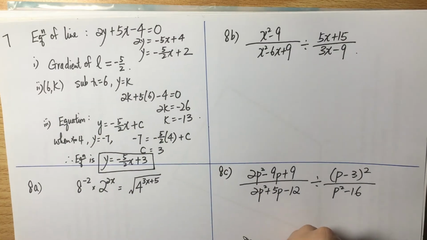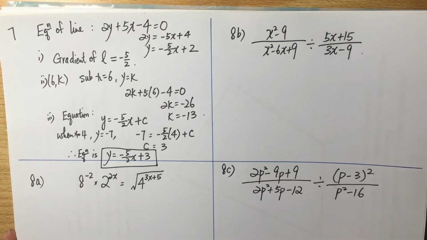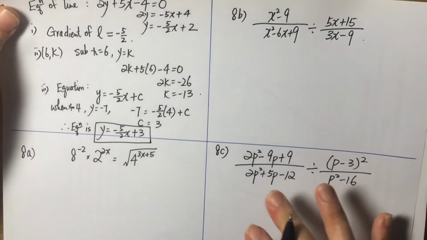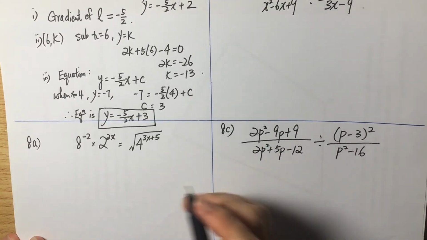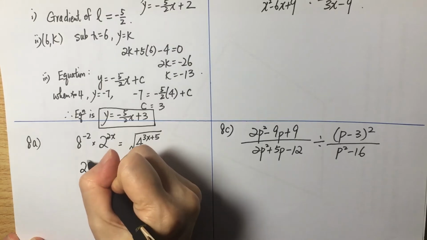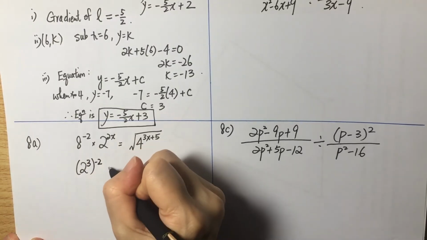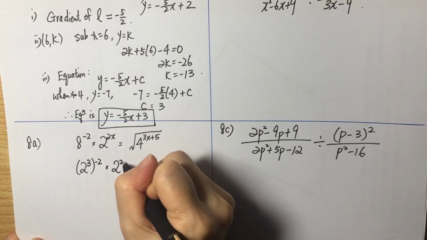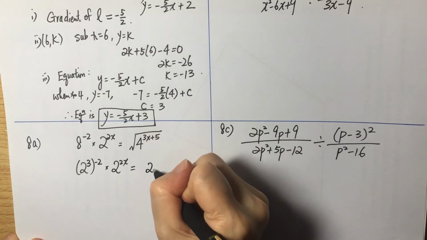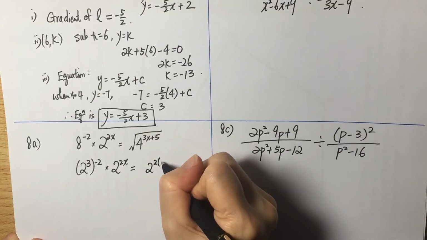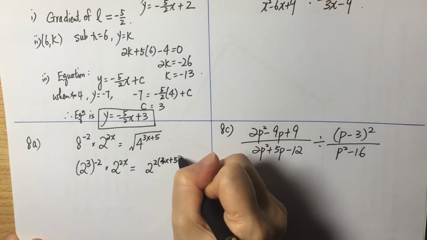Question 8. To solve an indices equation. Okay, how do we do this indices equation? This 8 is actually 2 to the power 3. So 2 to the power 3, to the power negative 2. And this is 2 to the power of 2x. Then equals to, this 4 is 2 squared. So 2 squared raised to the power of 3x plus 5.